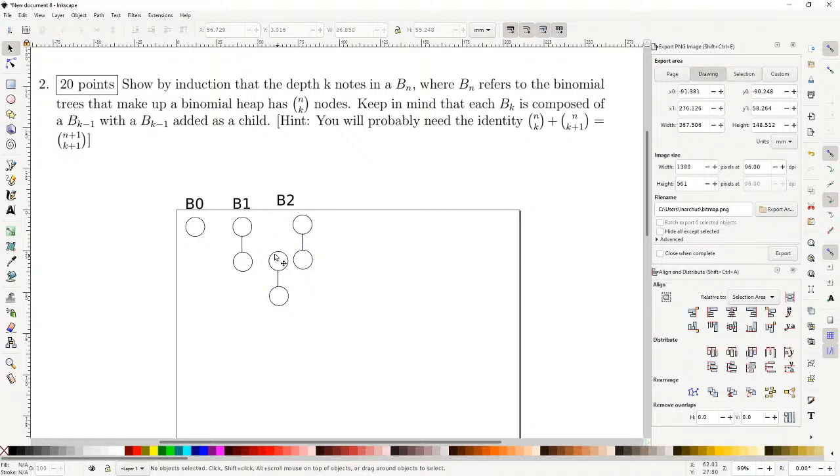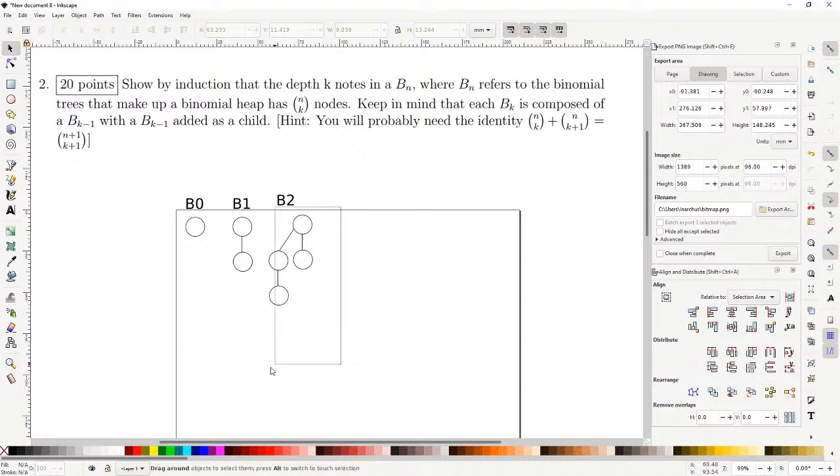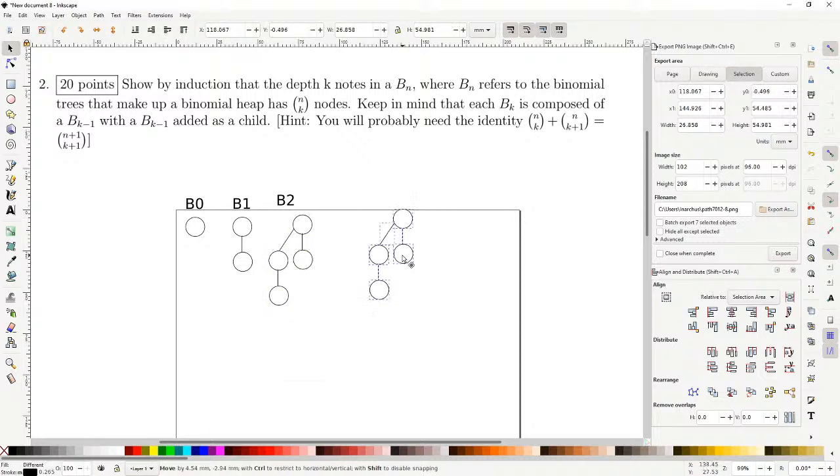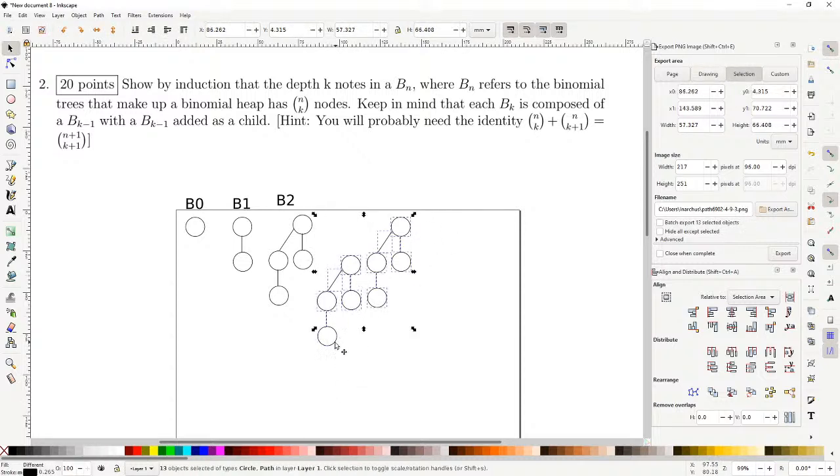I want this to be kind of good looking, because we're about to use it for B3 and B4 possibly. So let's make this decent enough looking to be passable. Okay, so that's a B2. And let's make one more. Let's make a B3. So B3 is a B2 with another B2 as a child. Like that. And I don't know if that's very good.